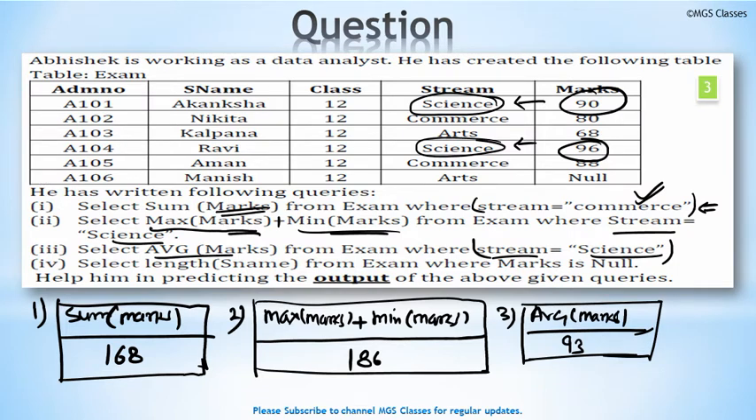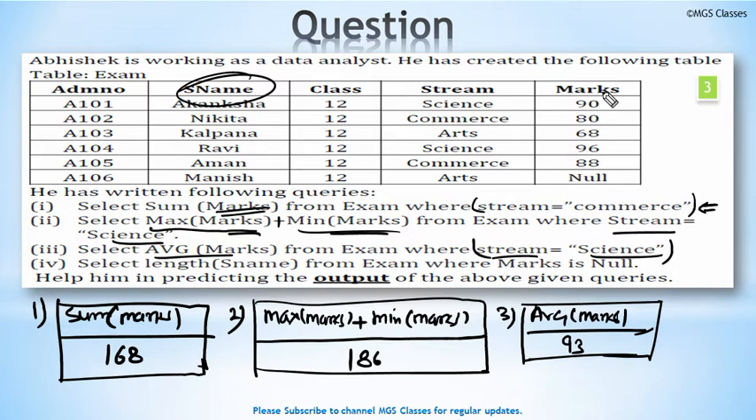In the fourth portion it is asked: length of the sname from the exam where marks is null. We are interested in calculating the length of this column sname where the marks is null.